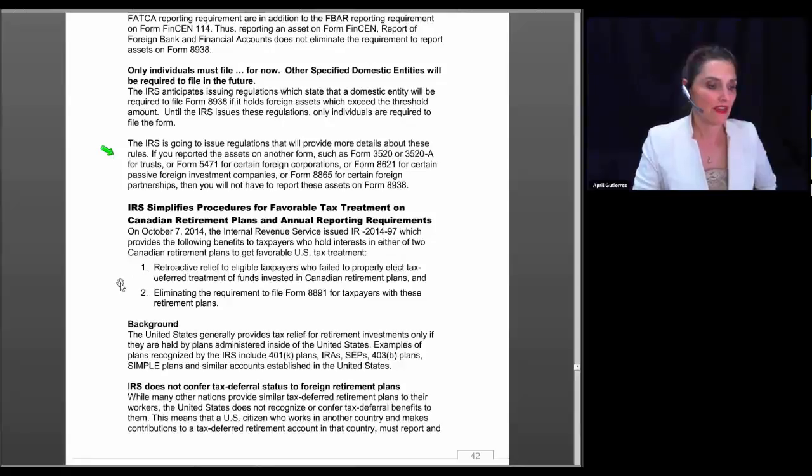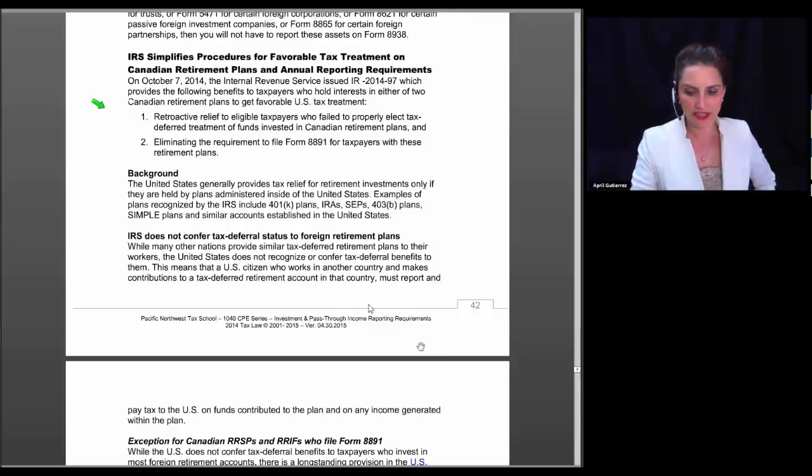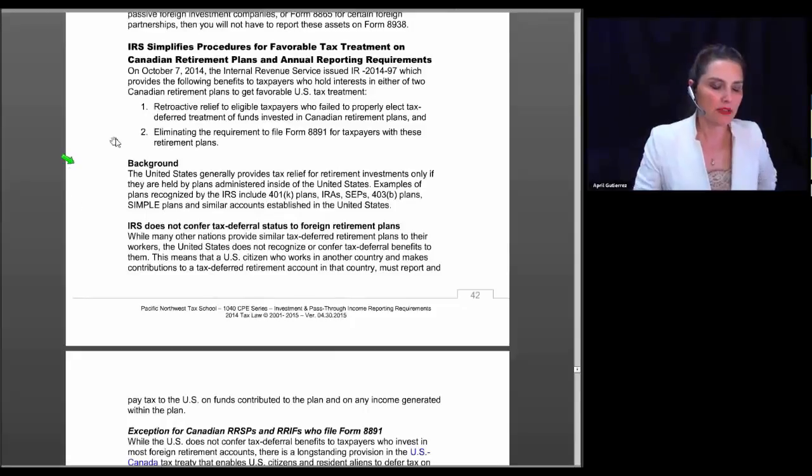IRS has simplified procedures for favorable tax treatment on Canadian retirement plans and annual reporting requirements. Late in 2014, the IRS issued Internal Revenue Bulletin 2014-97, which provides the following benefits to taxpayers who hold interest in these foreign financial accounts. I'm going to talk a little bit about Canadian plans.